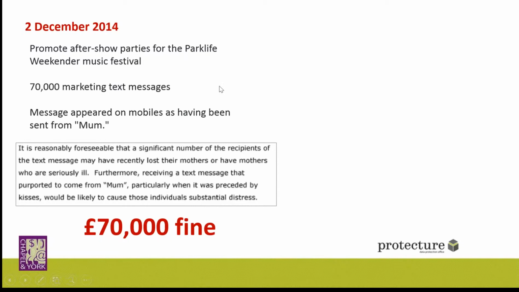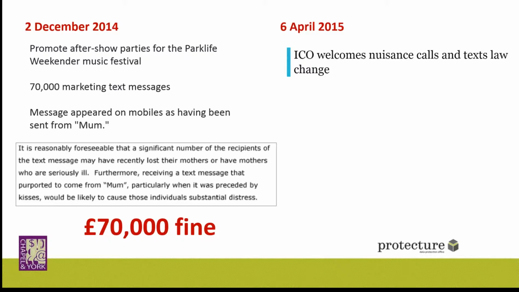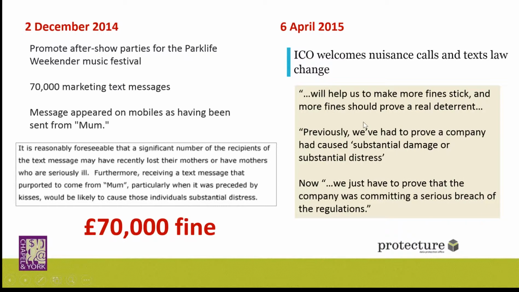And a few months ago, the ICO, the Information Commissioner, got greater powers to issue fines of up to £500,000 for serious breaches of the regulations. They do not now have to prove substantial distress has been caused by nuisance calls and nuisance texts, just that a serious breach of the regulations has occurred. So previously, the ICO was struggling to get convictions because they had to show substantial distress had been caused to individuals, where in actual fact, most marketing might be annoying or distressing, but it might not be substantially distressing. So that higher threshold has been removed. The Information Commissioner is quite happy about this, and we'll see more of its attempted convictions stick, more of its fines stick when it comes to looking at the privacy electronic regulation.